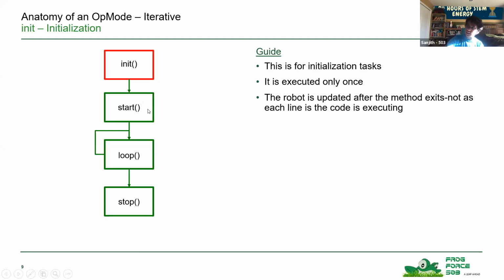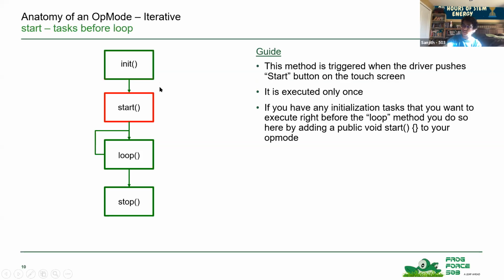Okay, then the start function is the next one. Again, it's only executed once, and it's triggered as soon as you press the start button on the screen. Like the initialize function, this is for setup, but if you need to do any more setup that needs to happen immediately before you start looping, this is what it would be used for. You would use public void start, and you have to do @override, but we'll go over all of that.